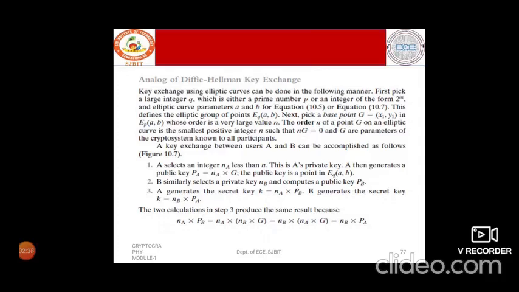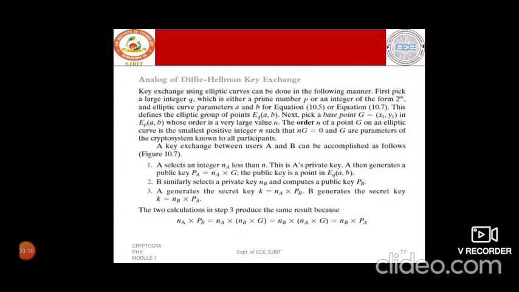So for the previous equations, this defines the elliptic group of points EQ of a comma b. Next, pick a base point G is equal to (x1, y1) in EP of a comma b, whose order is a very large value n. The order n of a point G on an elliptic curve is the smallest positive integer n such that nG is equal to 0, and G are parameters of the crypto system known to all participants.